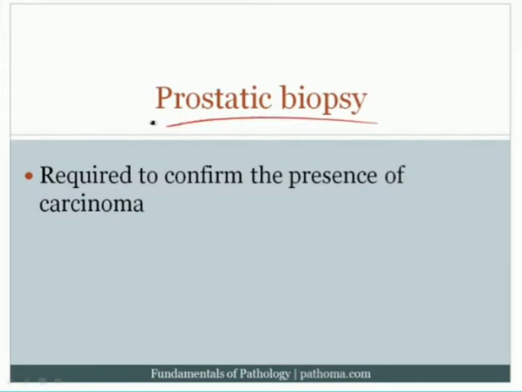And it's important to note that in order to make a diagnosis of cancer, this is required. You cannot assume that the patient has cancer based on a high PSA or an abnormal digital rectal exam. So a prostatic biopsy must be performed before the prostate would ever be removed.